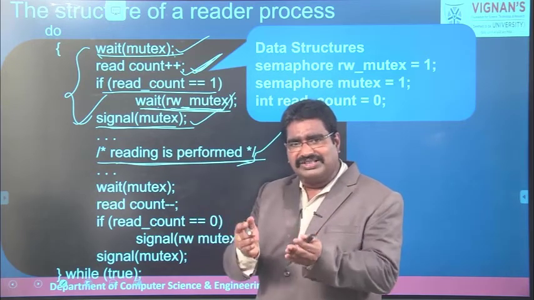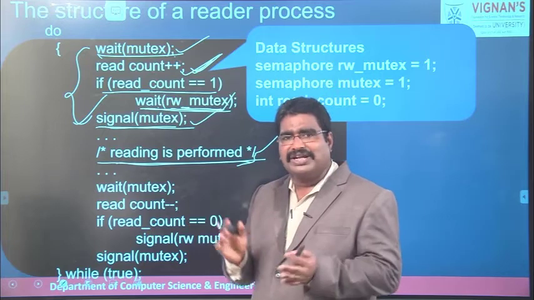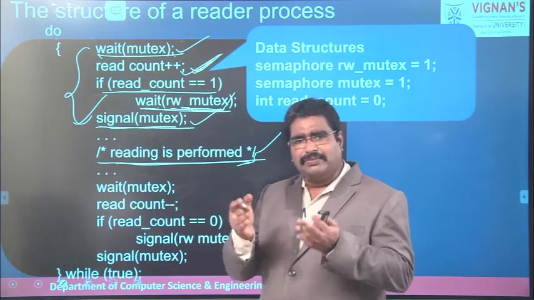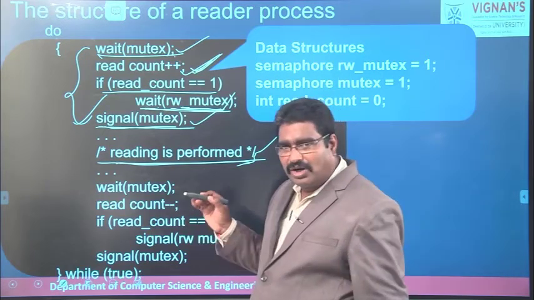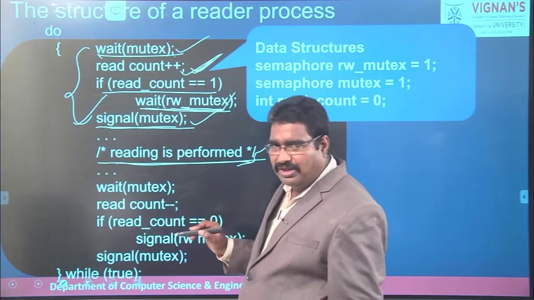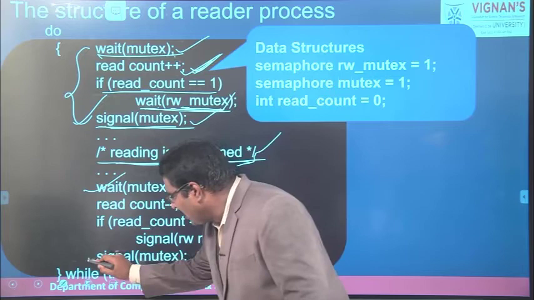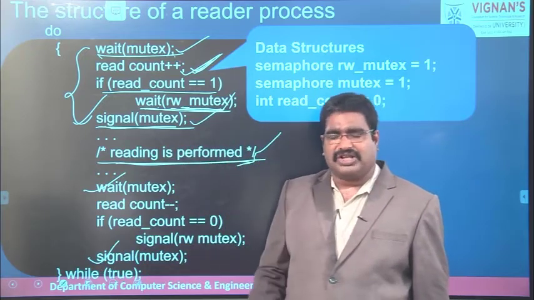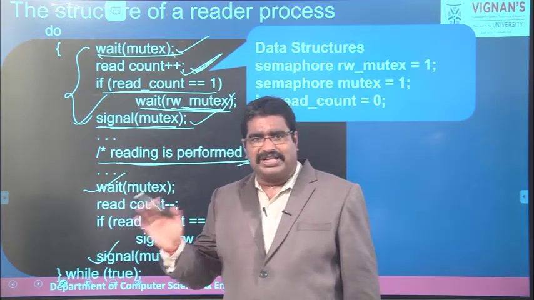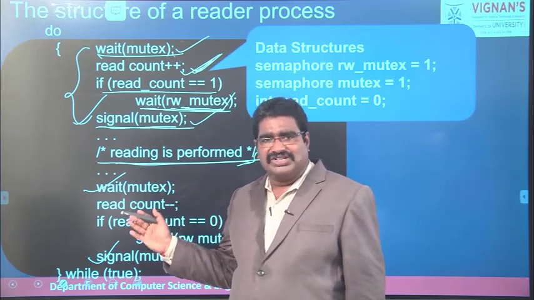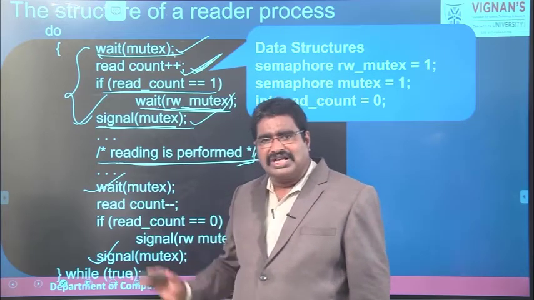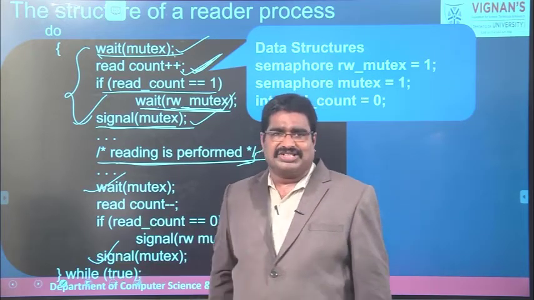We need to decrease the read count, because once one reader has completed its operation, the read count needs to be decreased. For that, we need to modify the read count. It is a shared variable, and before performing the modification we call wait mutex, and after completion we need to call signal mutex. I hope you understand. Mutex is a binary semaphore. Before modification we need to call wait mutex. After completion we need to call signal mutex.